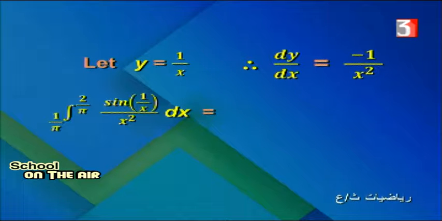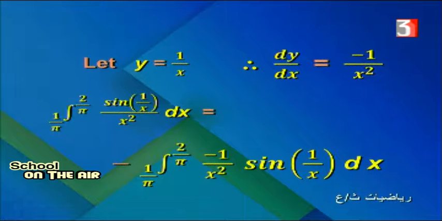Then the integration of sine 1 over x power 2 dx from 1 over pi to 2 over pi equals negative the definite integral of negative 1 over x power 2 sine 1 over x dx from 1 over pi to 2 over pi. The integration of the function sine 1 over x multiplied by the derivative of its angle, which equals negative 1 over x power 2, is negative cosine 1 over x. This integration equals negative cosine 1 over x.